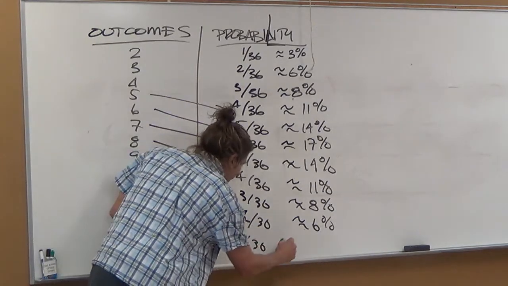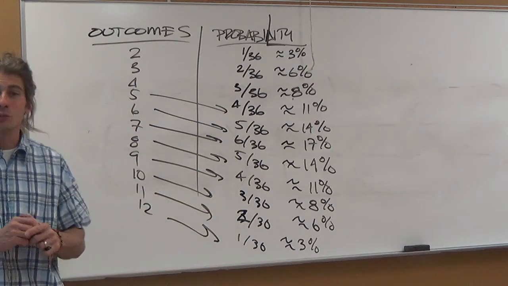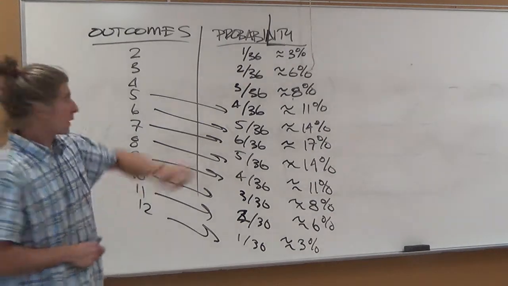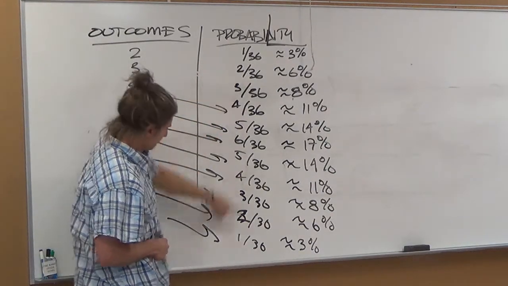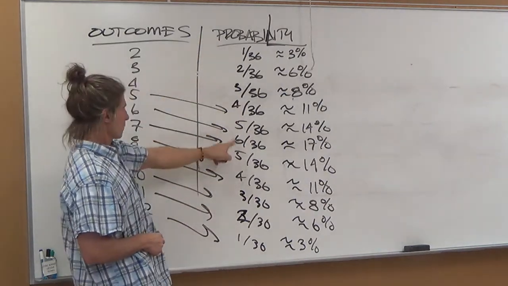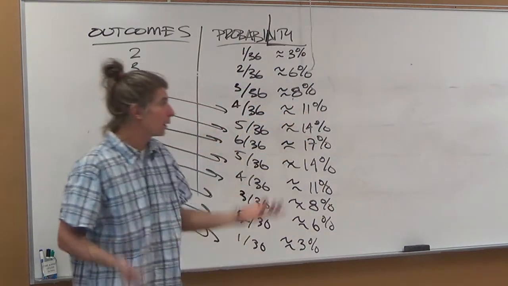1 in 36, which ends up with 3%. And what's cool about that is, if you sum up all those fractions, you get 100%. You should. 1 plus 2 plus 3 plus 4 plus 5, that's 15. 1 plus 2 plus 3 plus 4, that's 15. 15 plus 15 is 30. Plus the 6 in the middle is 36. Over 36 is 100%, which that's as well.